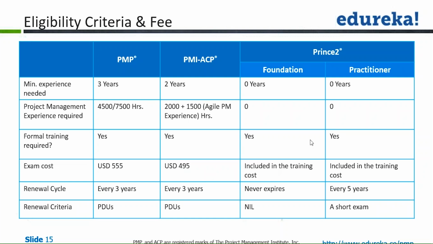So when I say 4500 or 7500 or this 2000 hours for PMI-ACP, to get this experience you need not be working in the capacity of a project manager. You might be playing any role in the project team. You may be the junior-most person, but if you perform certain activities, certain responsibilities, that will be considered as your experience towards project management. And for agile, that has to be specifically an agile project.